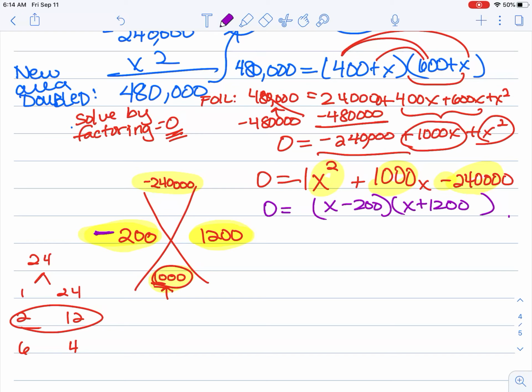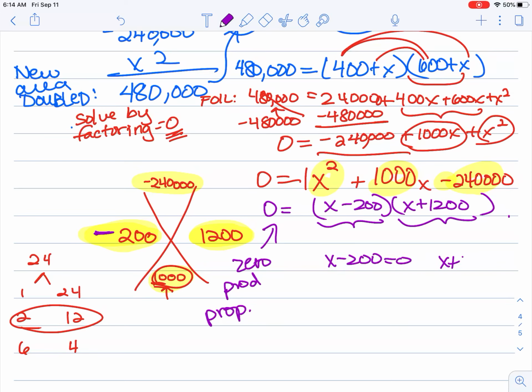Remember, in order to solve this now, we're going to use the zero product property, where either this or this has to be 0. So I know x minus 200 has to equal 0. x plus 1,200 equals also 0. And then we solve each. So we get x equals 200, or we get x equals negative 1,200.